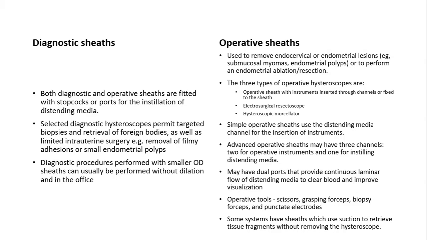So some systems will actually come with sheaths that have tools that are permanently attached to the barrel. And the disadvantage of that is that each time you want to use a tool or remove anything, you have to remove the whole scope together with the tool. Whereas the sheaths which allow you to put in your scissors or your forceps, you don't have to remove the whole scope each time.